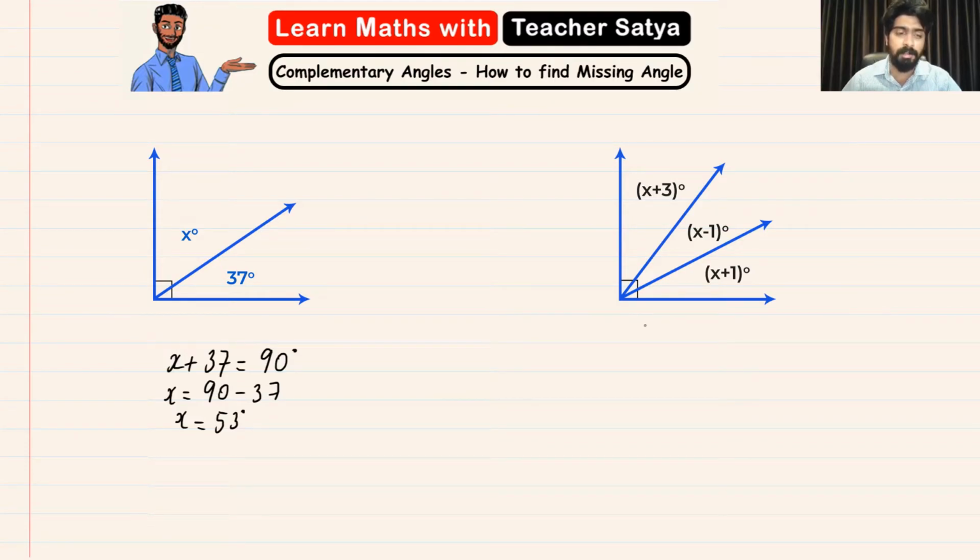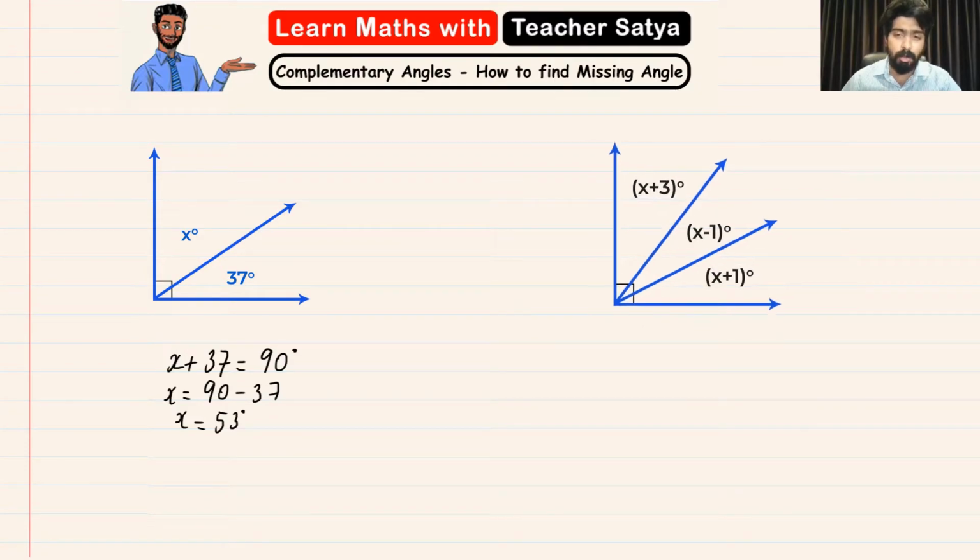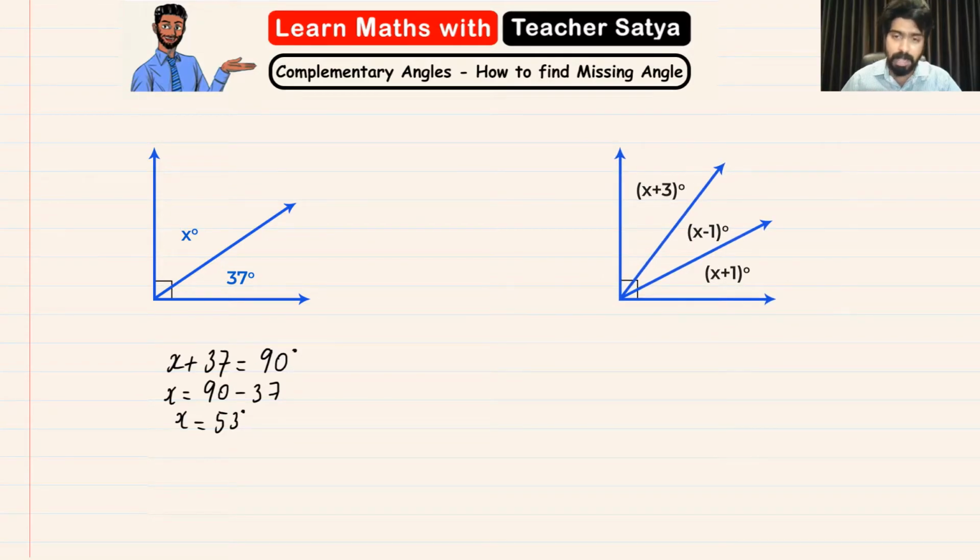Now in question number 2, what we see here is a complementary angle as it is a right angle, and we have three angles in this question. So again, let's use the same knowledge. These three angles add up to 90 degrees. So we have x plus 3 plus x minus 1 plus x plus 1 is equal to 90 degrees.